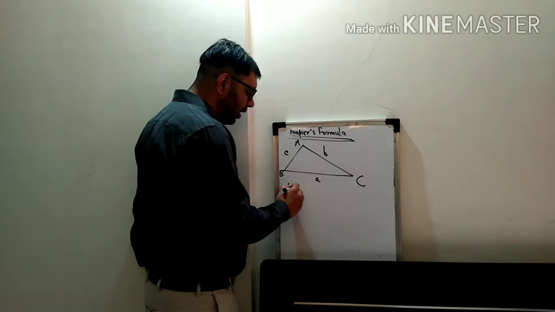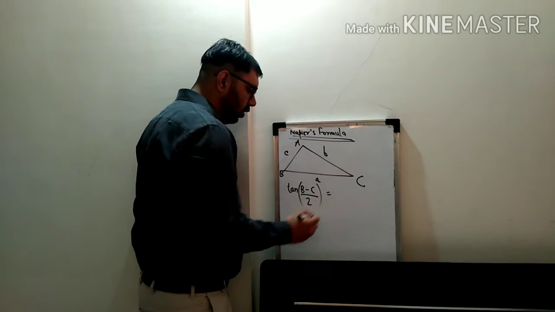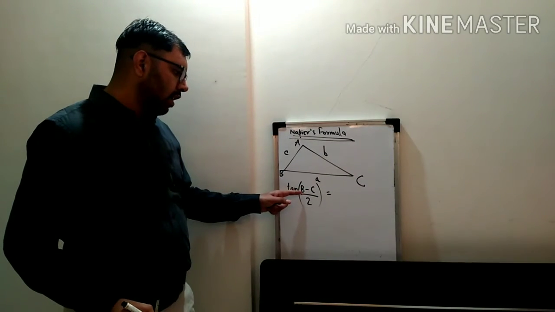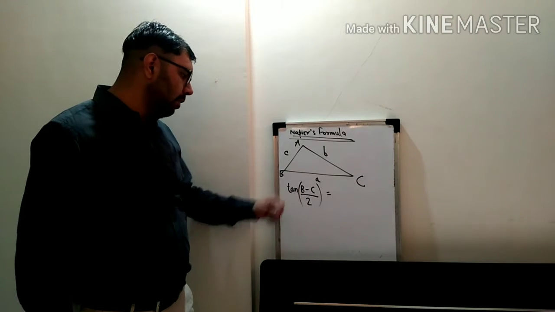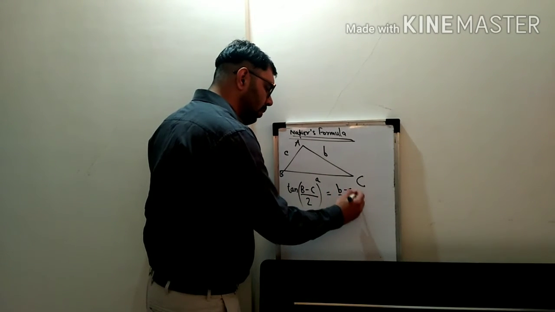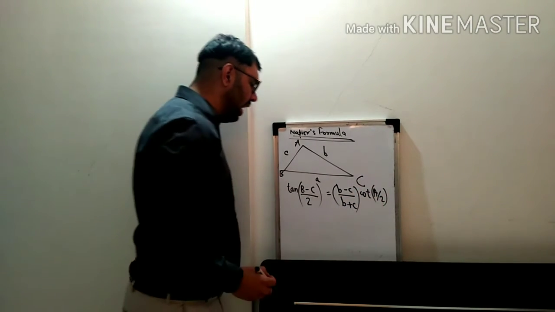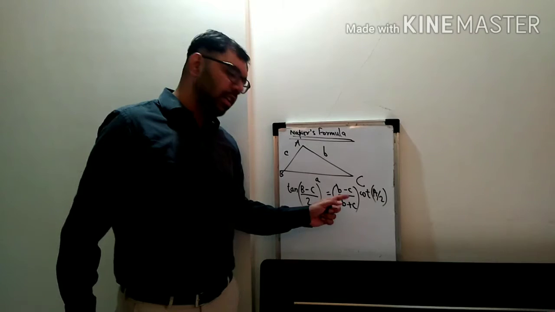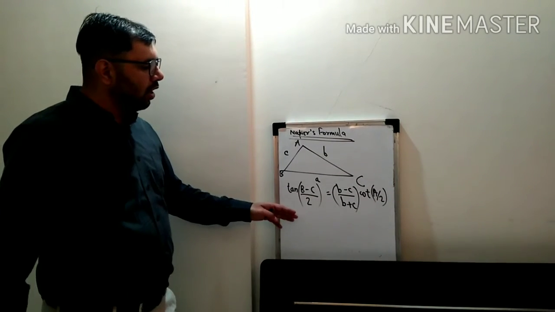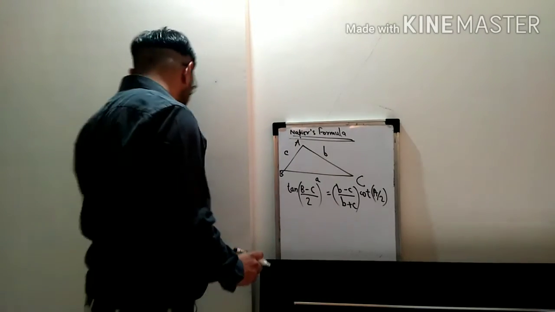Now if I want to write tan of (B minus C) by 2, I will take the sides corresponding to these two angles: small b corresponds to capital B and small c to capital C. So tan of (B minus C) by 2 can be written as (b minus c) upon (b plus c) into cot of A by 2. Similarly, we can write for the other two angles also. This is simple.